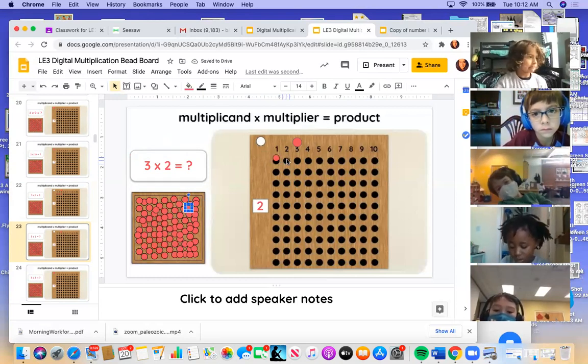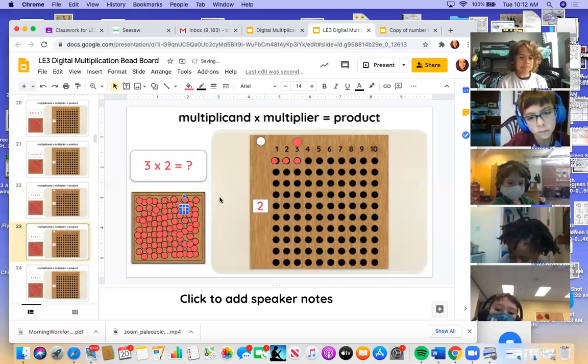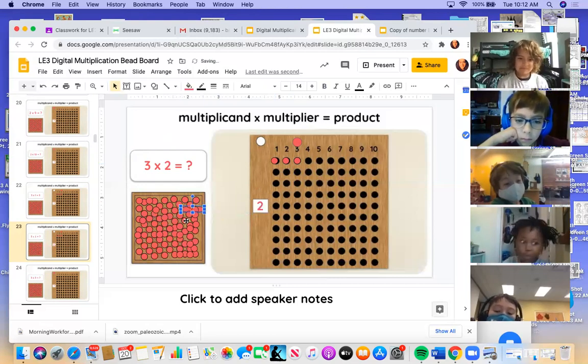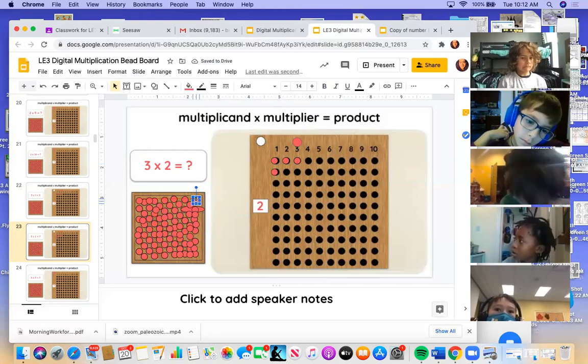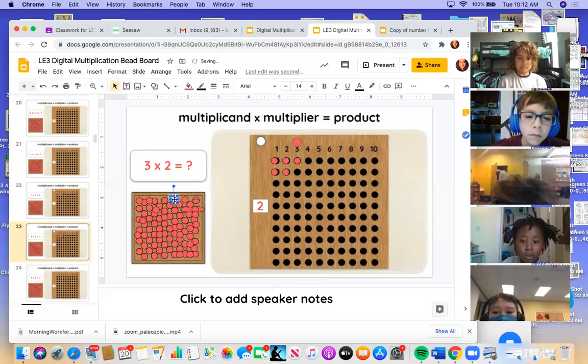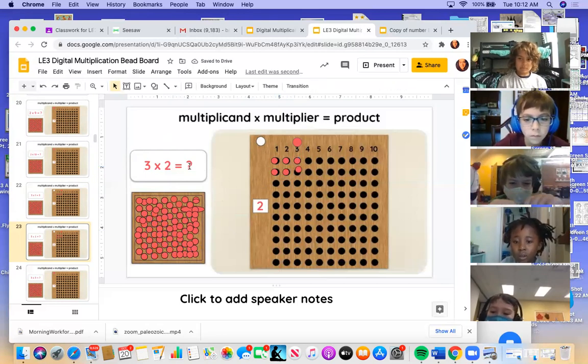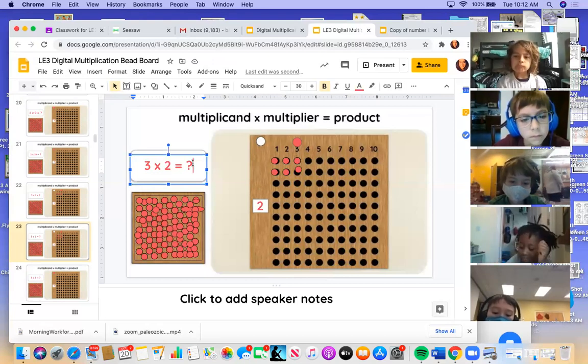So now we're going to have 2 rows of 3. Oops. Let's go down and pick another one. Be careful, sometimes when you drag it, it'll reposition. I think it's 6. It is 6. So there we see 2 rows of 3, or 3 times 2 equals 6.